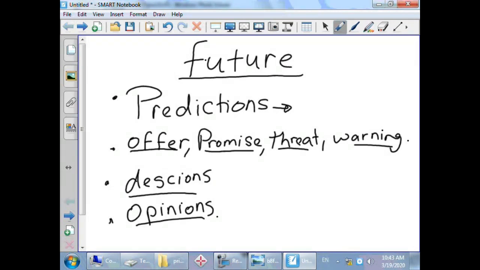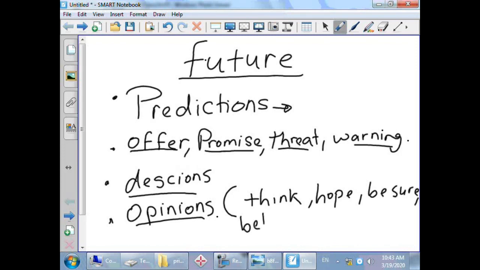And here you will find some keywords, like for example, think, hope, be sure, believe, bet, and probably. So all of these are keywords that show you that you will use the future simple.